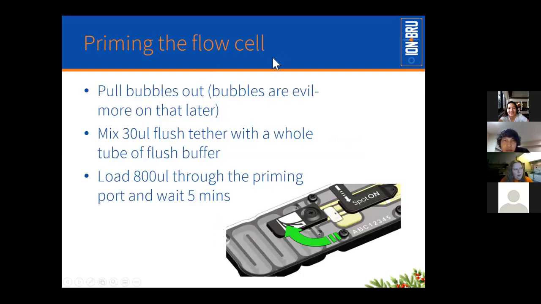When you're priming your flow cell, which is the first step after library prep, you want to pull out any bubbles. Bubbles are death for a flow cell. If the bubbles get into the pore array, they will kill any pores that they touch. The pores have to be constantly submerged or they will just die.